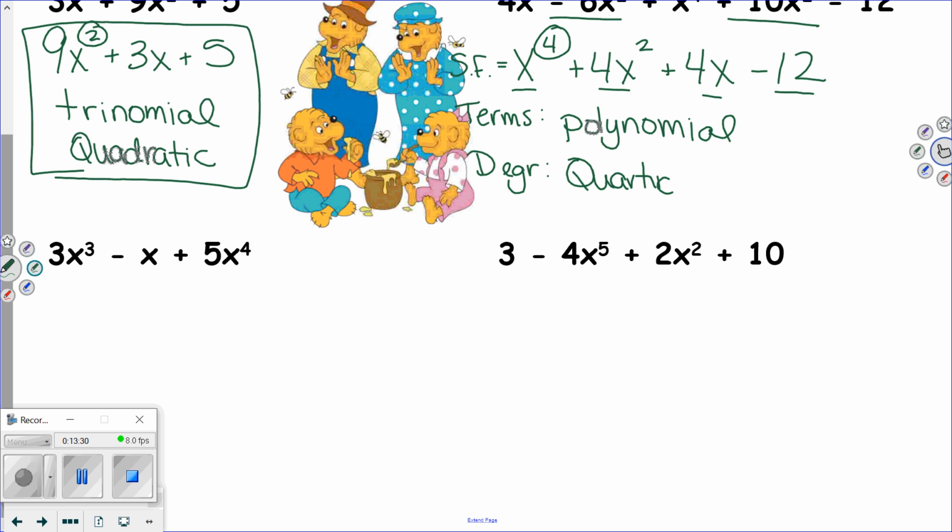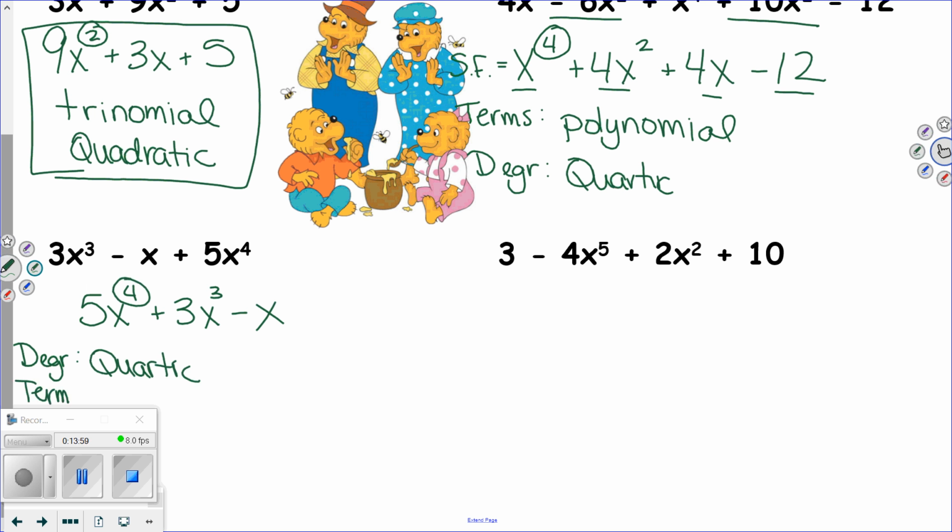All right, so the first one up here, what should be written first? Who wants to tell me the right order? Good. There's standard form. What about the degree? It is quartic, by its exponent. The highest one is a 4. And then by the number of terms, it's a trinomial, again because there are 1, 2, 3 pieces.